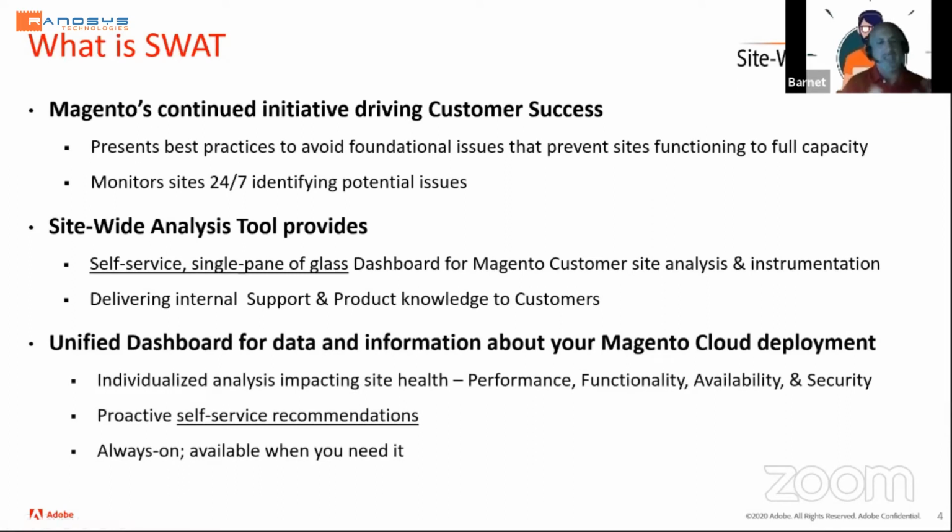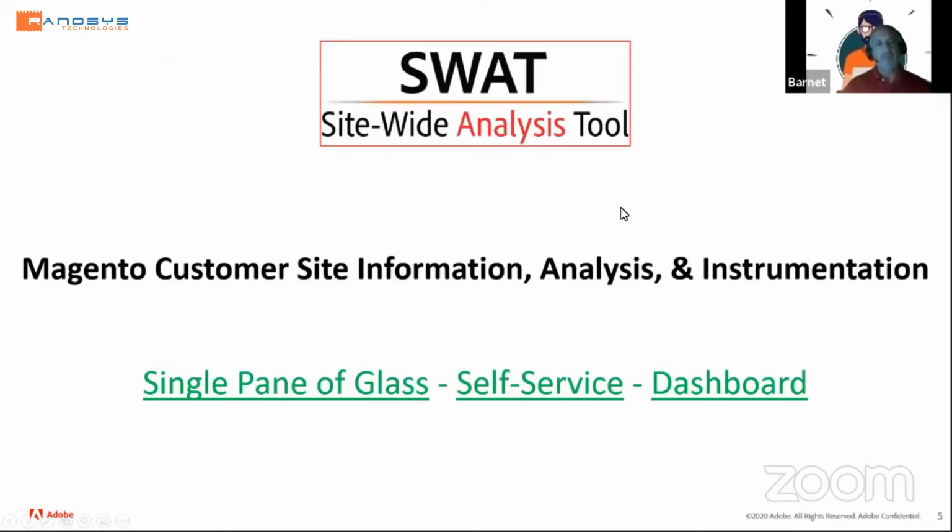How do we do it? Again, we've created a unified dashboard. It's individualized based on the customer, and it covers these pillars: performance, functionality, availability, and security. We provide proactive recommendations. The minute we see something, the recommendation is generated and put up on our UI. It's always on and it's always available when you need it. So the bottom line, it's customer site information, analysis, and instrumentation. It's a single pane of glass, self-service ability on a dashboard.